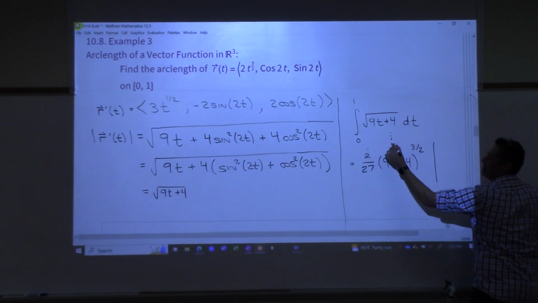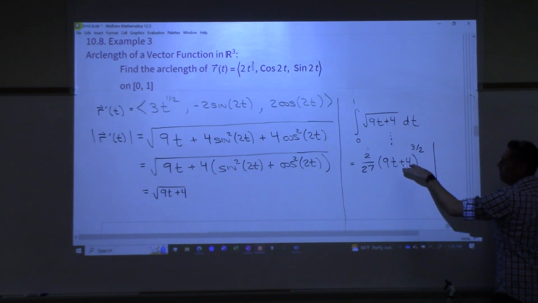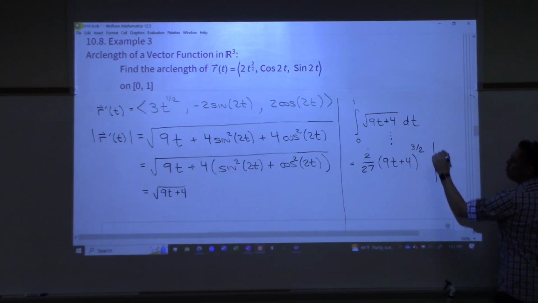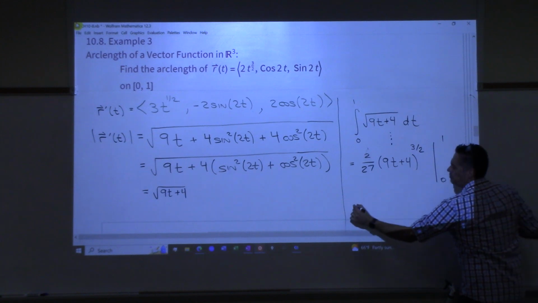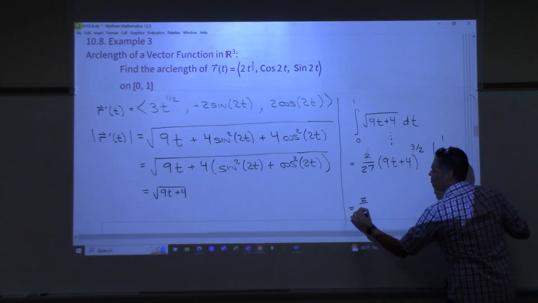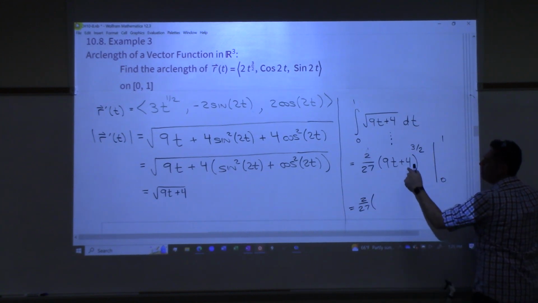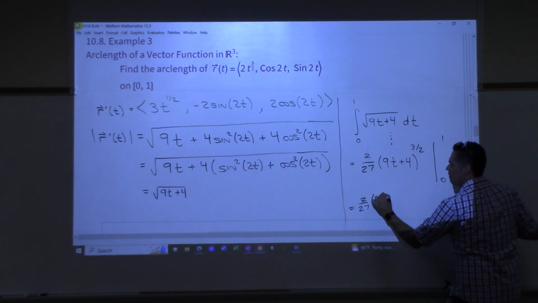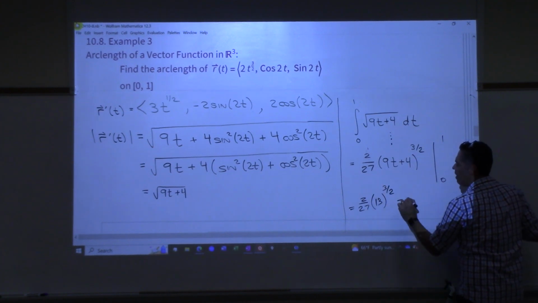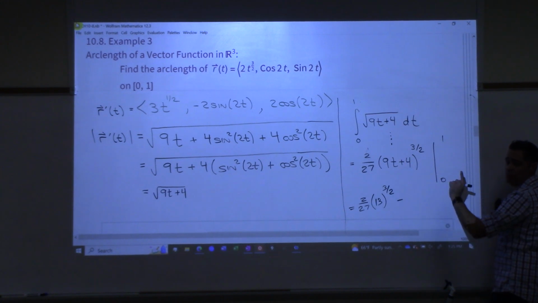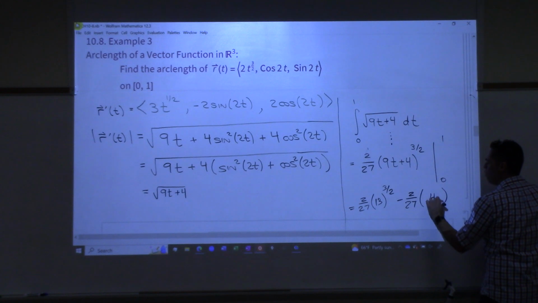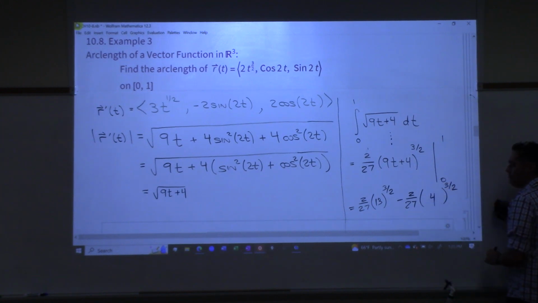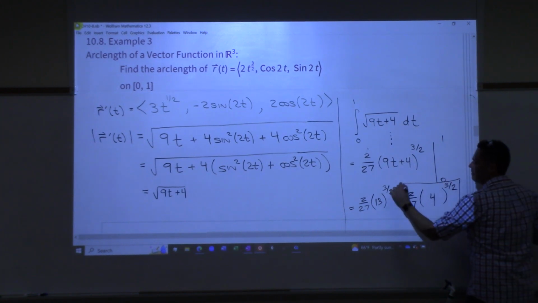You could do this, I hope, right? Now we're evaluating from 0 to 1, and just plug in 1. It's not going to be pretty. If I plug in 1, we get 2/27 times 13 to the 3/2. And then minus, if I plug in 0, I don't get 0, right? I get 2 over 27 times 4 to the 3 halves. That would be fine as an answer for me.